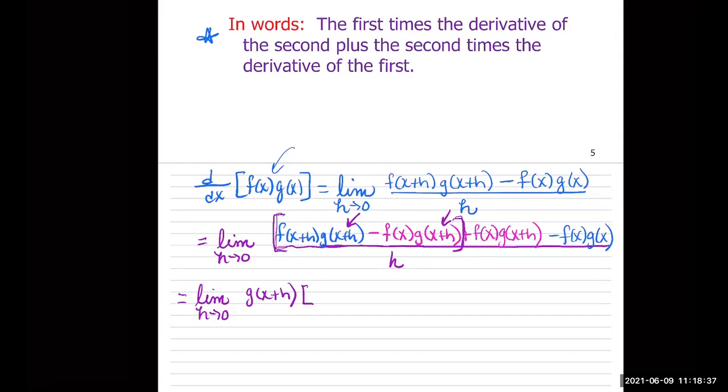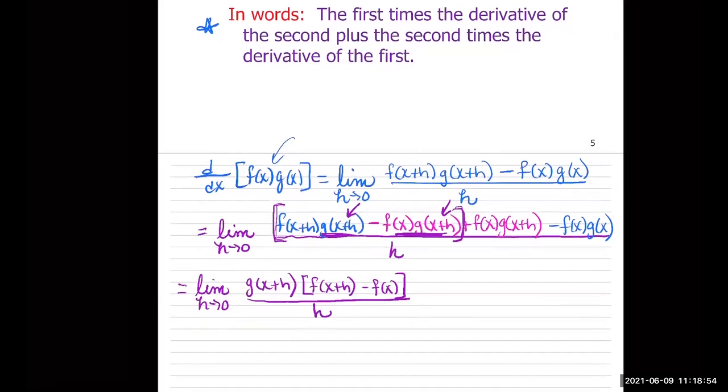So if I take g of x plus h out of this first one, I would have an f of x plus h left. If I take the g of x plus h out of the second one, I would have f of x. Notice if I distributed that g of x plus h, I would get this back.